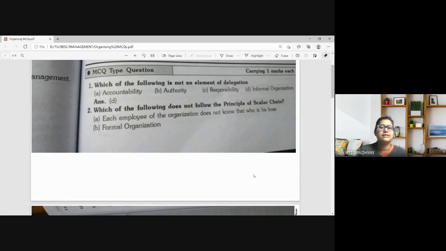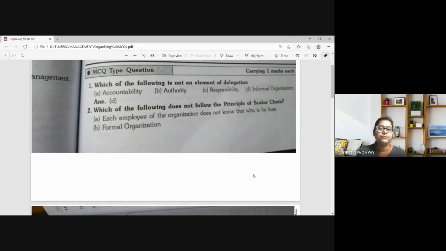We know that in case of delegation, a person's responsibility is delegated to the subordinate. So responsibility is there, and with responsibility, authority also needs to be given, and obviously the accountability is also there. So the first three options are related to delegation, but the last one, informal organization, is not a part of delegation.